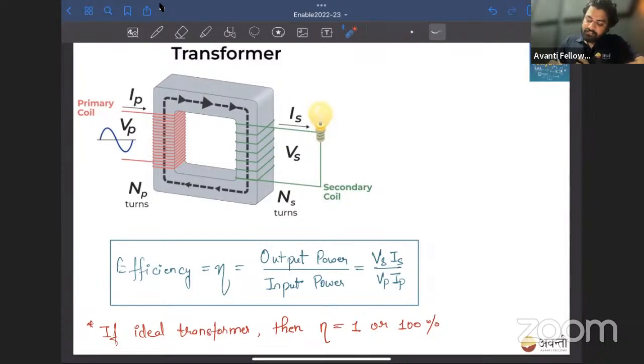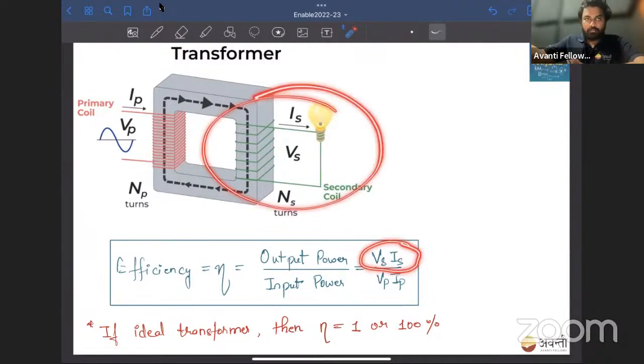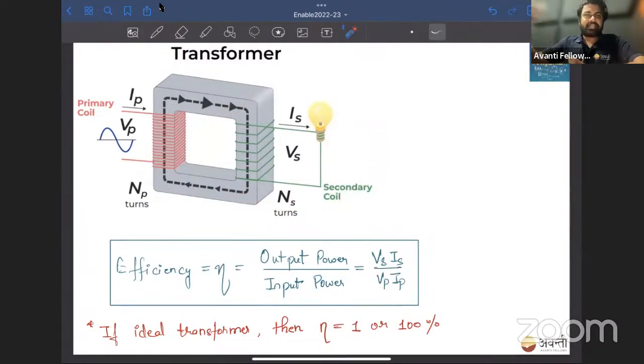So what is the efficiency of a transformer? Output power upon input power. Output power is voltage into current, so it is VS times IS. Here is the output, the secondary coil. So the secondary coil's voltage and current, divided by the primary coil's voltage and current, will give you the efficiency. Now if I say I have an ideal transformer, which is practically not possible, an ideal transformer, if it takes 10 watts, will give 10 watts. Means there are no losses.